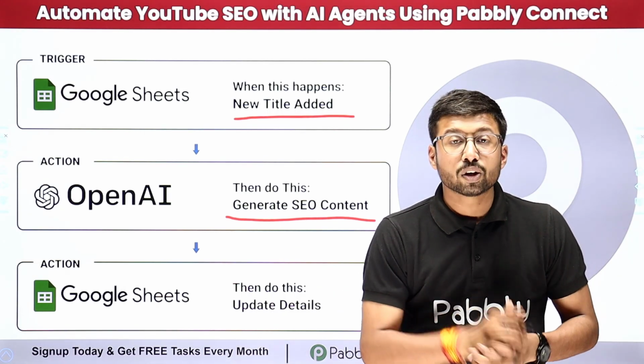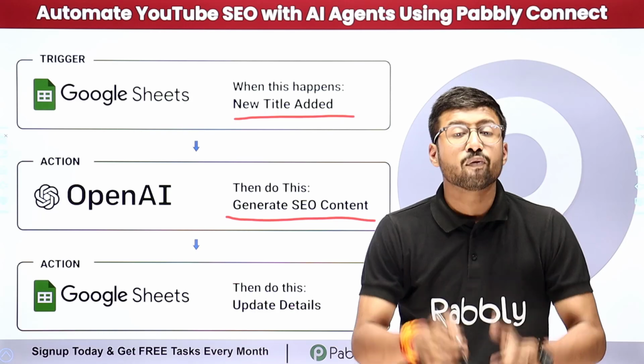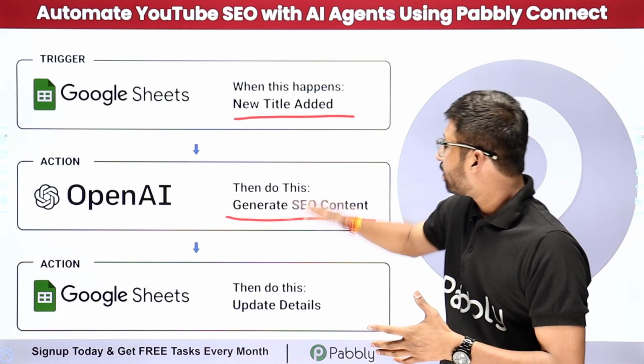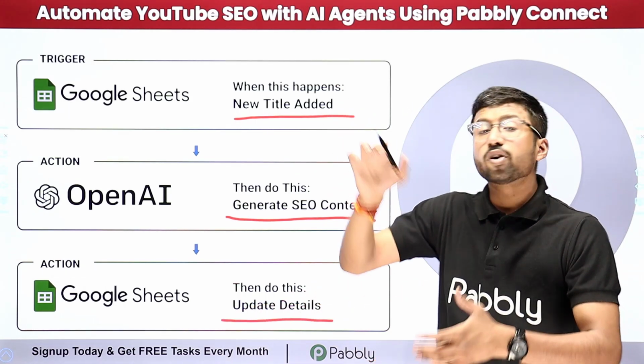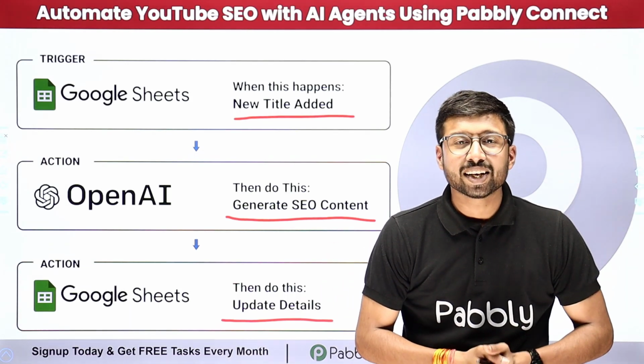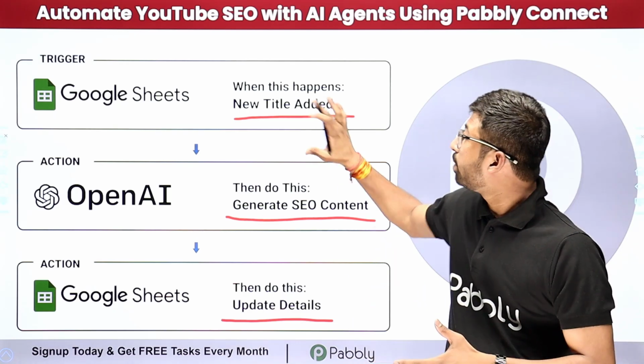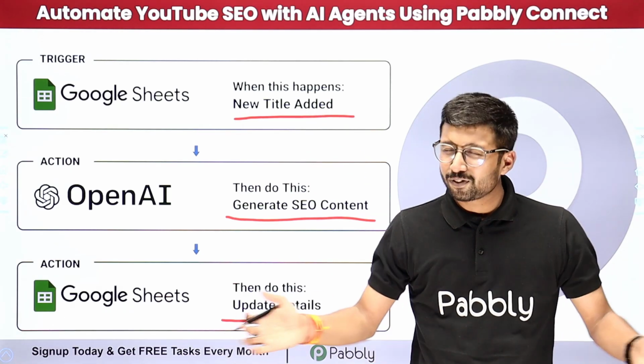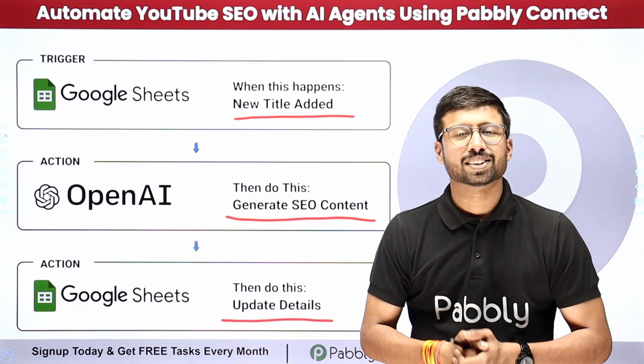And after generating these details from OpenAI, we are going to update the same details back in our Google Sheet in the same row in front of the title as well. So this complete process will be automated using this AI agent. Now, if you want to learn how you can build this AI agent all by yourself, for that, let me just take you to my screen.